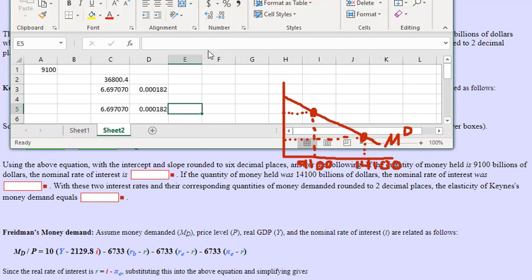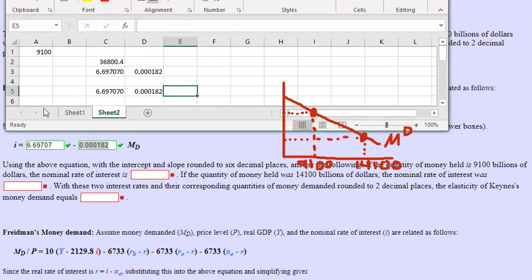Okay, so I need to use this equation right here. I equal to this minus that times the quantity of money. And the quantity of money is what? It is 9,100, right? And it was 14,100. Okay.